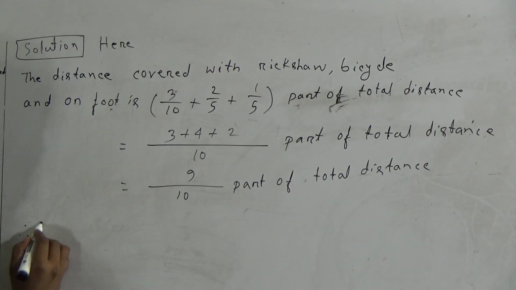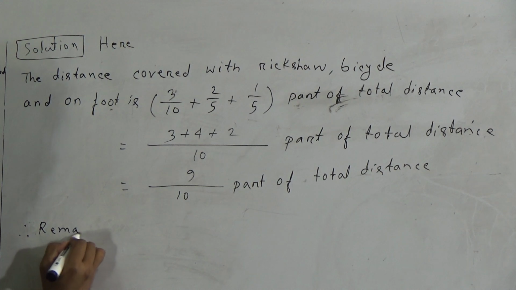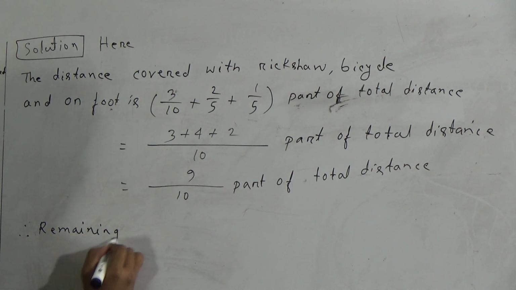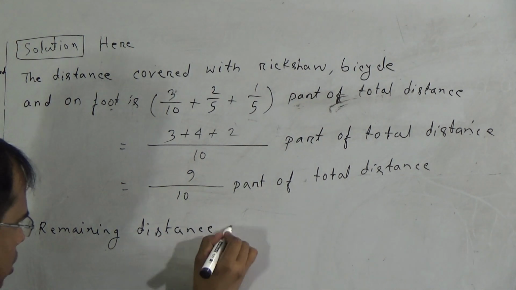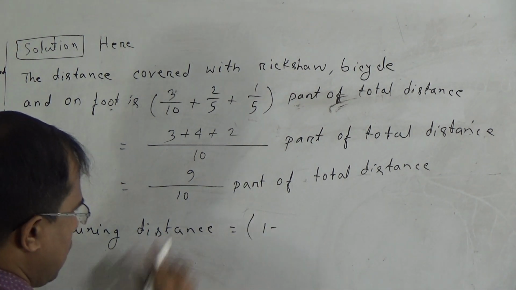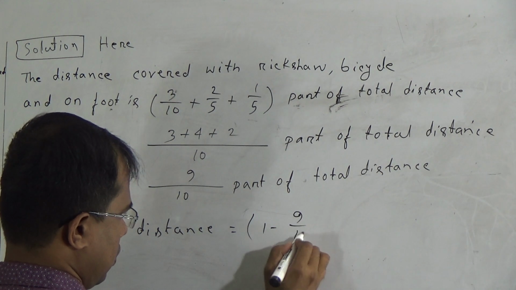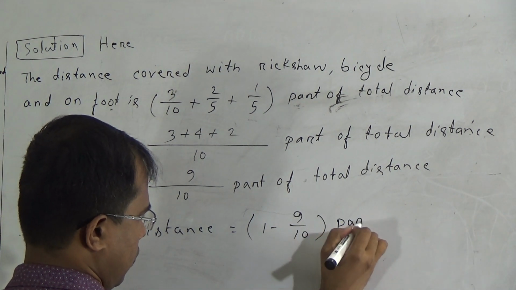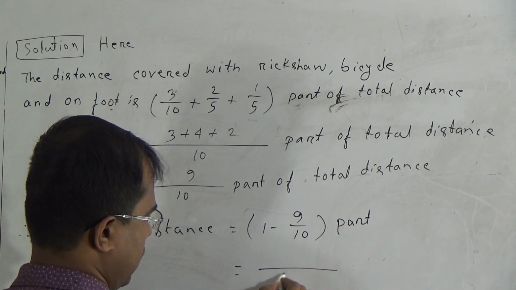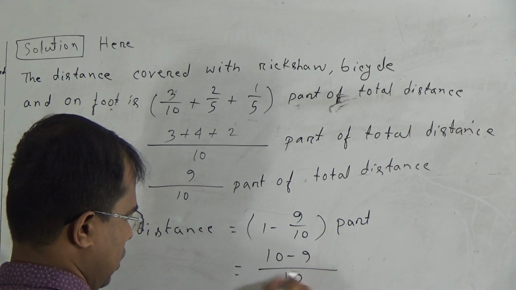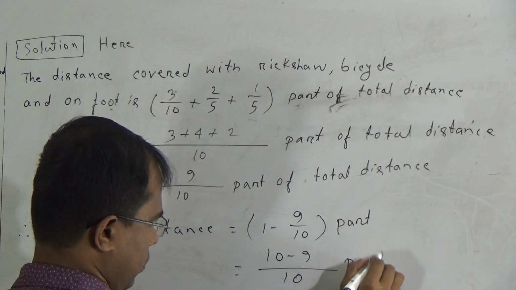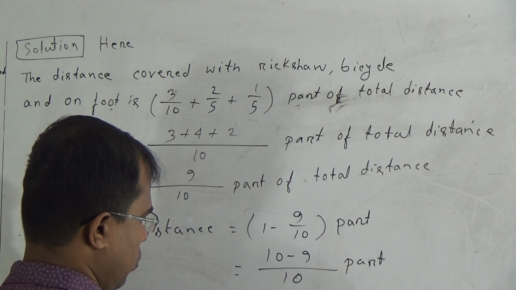Therefore remaining distance is equal to 1 minus 9 by 10 part, and this is equal to, here LCM will be 10. Now 10 minus 9 part, this is equal to 1 by 10 part.